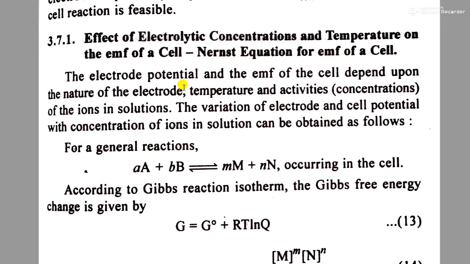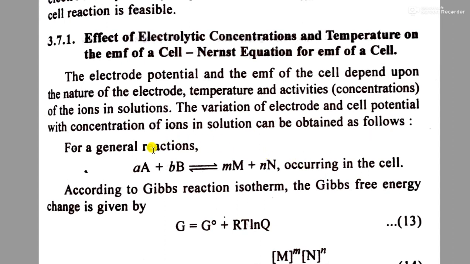So the electrode potential and the EMF of a cell depend upon the nature of the electrode, temperature and activities or concentration of the ions in solutions. The variation of electrode and cell potential with concentration of ions in solution can be obtained as follows.